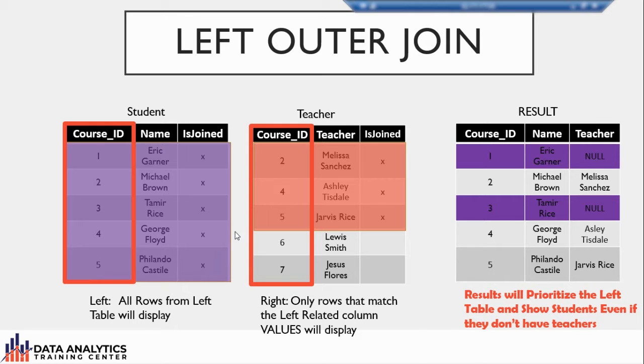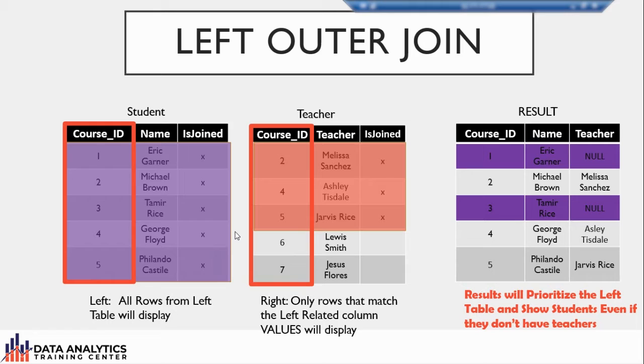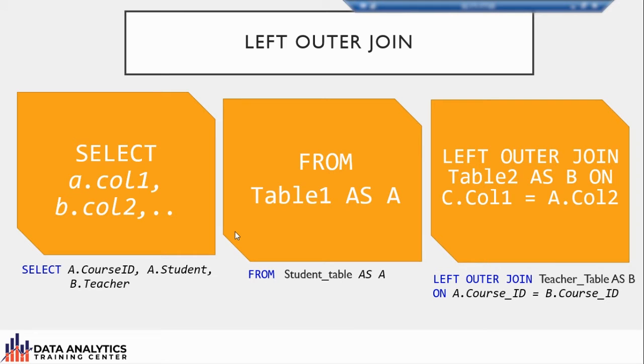So in this case, it's going to show our matches in that result set, and it will also show our students, even if they don't have teachers, okay? So in our previous example, those records were filtered out, okay? But here, they're left in with this left outer join. The results will prioritize the left table and show students, even if they don't have teachers. Now our next table, the right outer join, it's essentially a reverse of this. And we're essentially going to be showing all the matches, but in addition, the teachers, even if they don't have students. So here's the syntax for the left outer join.